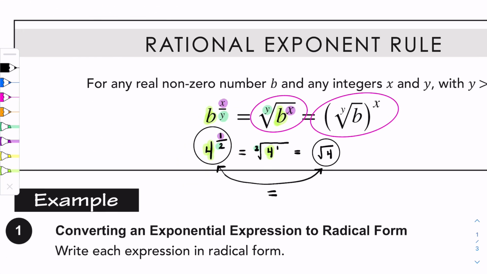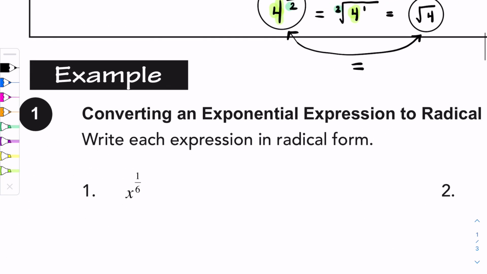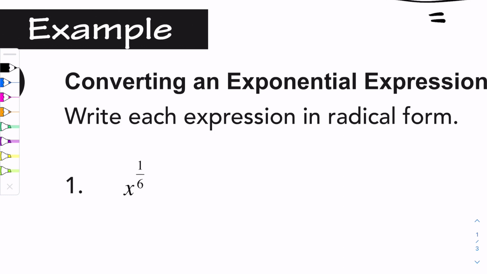If we look at these examples, example 1 is x to the power of 1/6. Remember that the exponent numerator is going to become the exponent underneath the radical sign, and the denominator is going to become your index. So this is going to be the 6th root of x to the 1st power, or just the 6th root of x. This is your radical form.